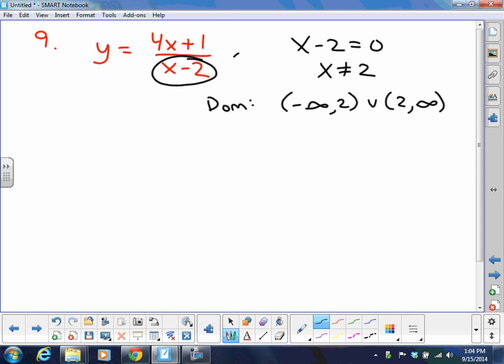Okay, I only worry about the denominator for domain. I just know that it cannot be 0. Now, as far as the range goes, in this case, before I do the range, you're going to want to know what the horizontal asymptote is. Look at the degrees of each. That's a 4, that's a 1. So we're going to use the coefficients when the degrees are the same. So there's a horizontal asymptote at y equals 4.